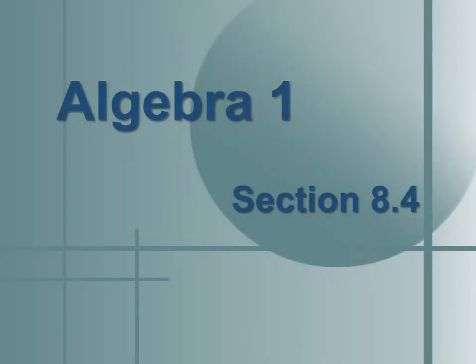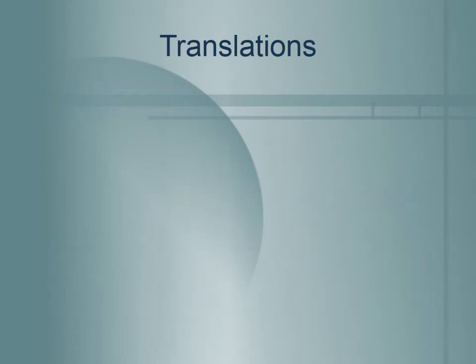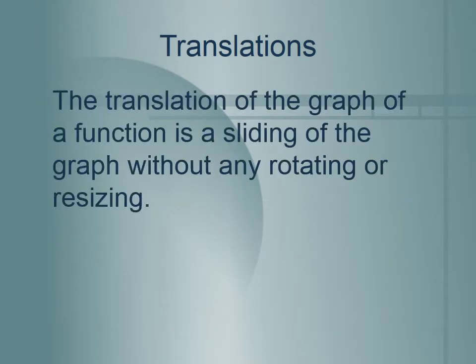Today we're covering section 8.4, which is about translating power functions. So first let's talk about what a translation is. That is when we take a graph and we slide it, either up, down, left, or right. When we slide it, we're not going to rotate it or make it larger or smaller. We are just sliding it up, down, left, and right.